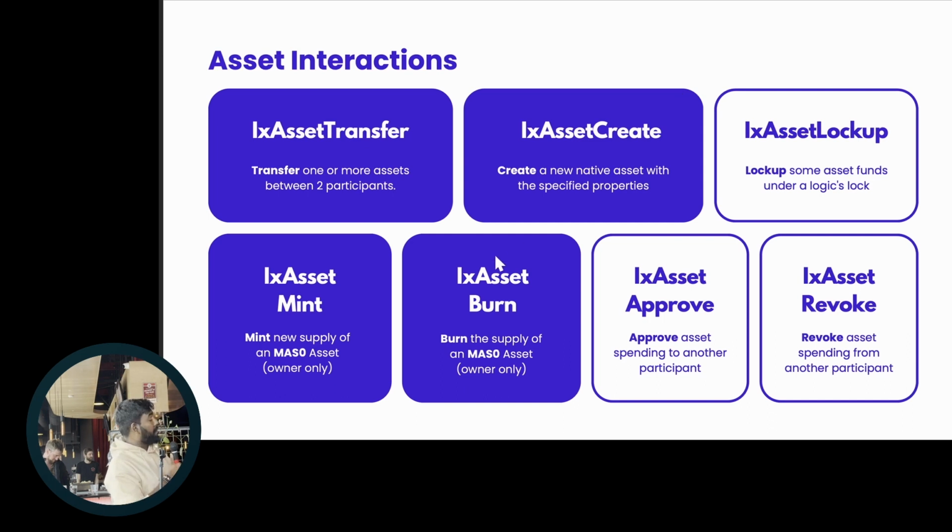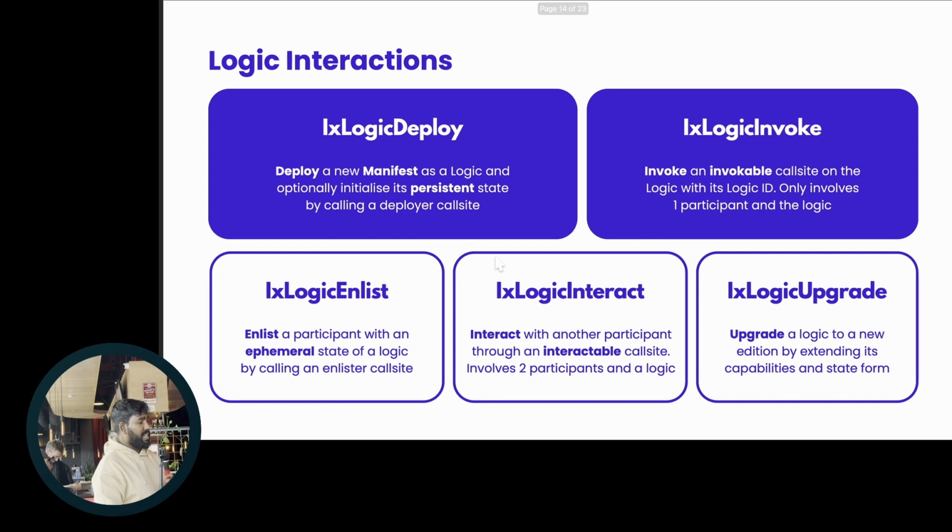And apart from that, today in Babylon, we also have mint and burn for if you created a MAS0, which is equivalent to an ERC20 contract. If you created an asset of the MAS0 variety, you can mint and burn its supply, right? And in the future, we're going to be adding lockups, approvals, revoke, and all that stuff. It doesn't exist today, though. Right? And in terms of logical interactions, we can deploy a logic today and invoke a method on that logic.